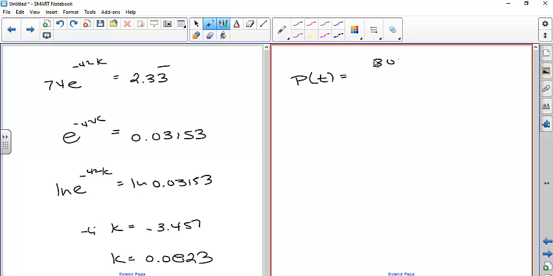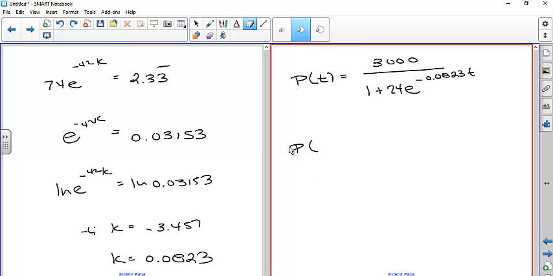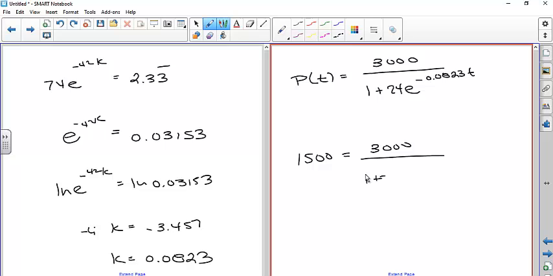It's 3,000 carrying capacity over 1 plus 74 e to the minus 0.0823 t. And now I need to figure out the time to get 1500. So you would say 1500 equals 3000 divided by 1 plus 74 e to the minus 0.0823 t. Solve for t instead of k.